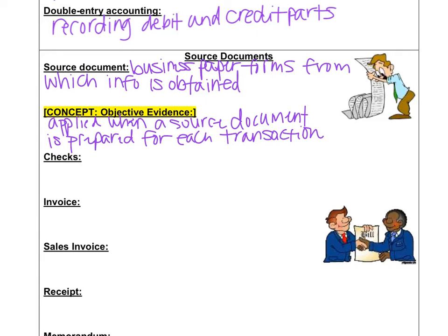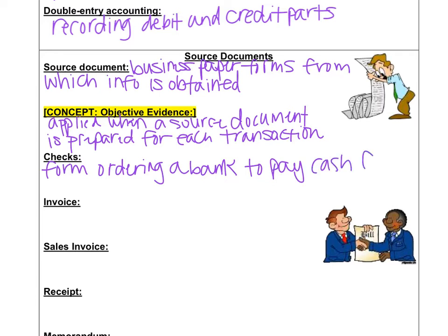Okay, here are some examples of source documents. The first one is a check. Anytime you write a check, that's the same thing as cash because you're taking money out of your account. A check is a form ordering a bank to pay cash from a bank account. And we would notate it like C1 would mean check 1.